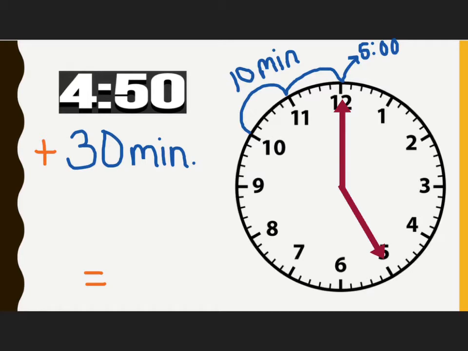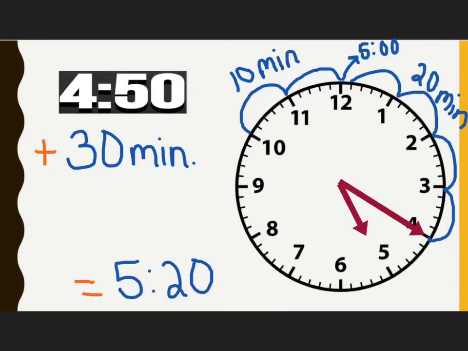The hour hand will be in the 5 o'clock hour once the minute hand hits 12, and then you would add the additional 20 minutes. 5, 10, 15, 20. He would need to take his brownies out of the oven at 5:20.